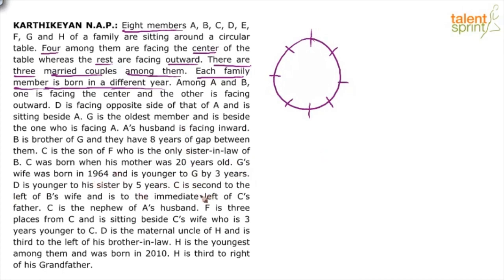Then D is younger to his sister by 5 years. C is second to the left of B's wife and is to the immediate left of C's father. C is the nephew of A's husband and so on.